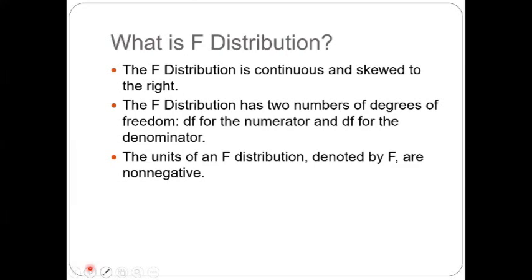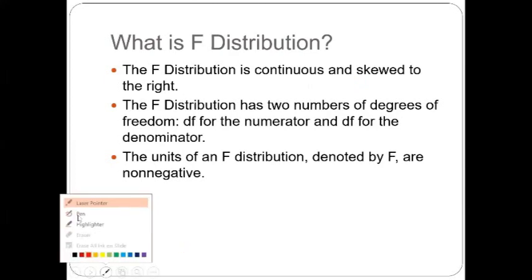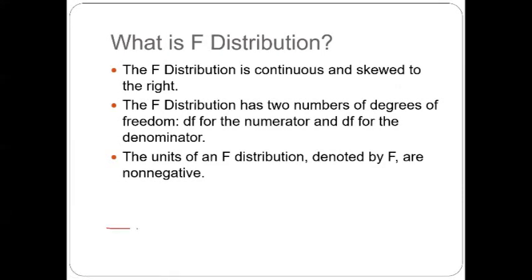For the F distribution, the first property is that it is continuous and skewed to the right. So its graph is not a normal distribution. Before, when we had the normal distribution, the graph looked like this, normally distributed, with the left and right sides equal. But for this one, since the graph is skewed to the right, the graph looks like this. It is not the same as the graph of the normal distribution.